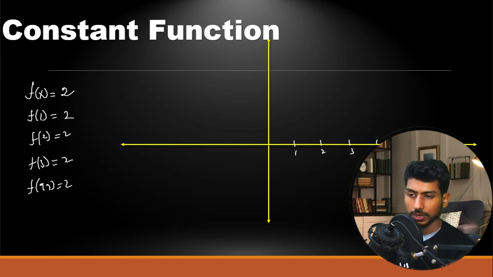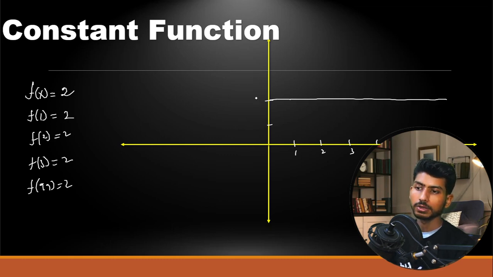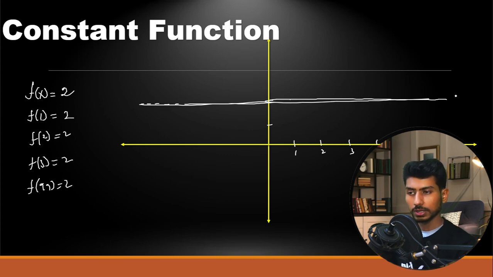So if I take some values on the x-axis, 1, 2, 3, 4, 5, and 1 and 2, then f(x) = 2 will be like this. This line is going like this. Whatever value you take, this line will be a straight line. You can use a scale to make it. Understood?